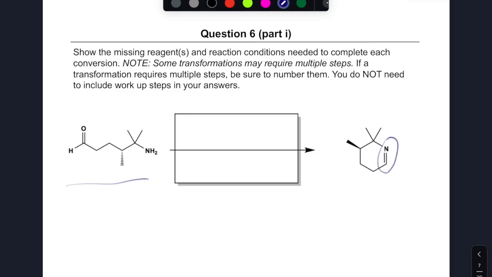This is your imine. An imine is created by taking your nitrogen and your carbonyl. Notice this is 1, 2, 3, 4, 5, 6 atoms away. That gives you a 6 carbon center. This would be carbon 2, nitrogen 1, carbon 3, 4, 5, and 6. Carbon 3, notice, has a stereocenter and has the exact same stereocenter.